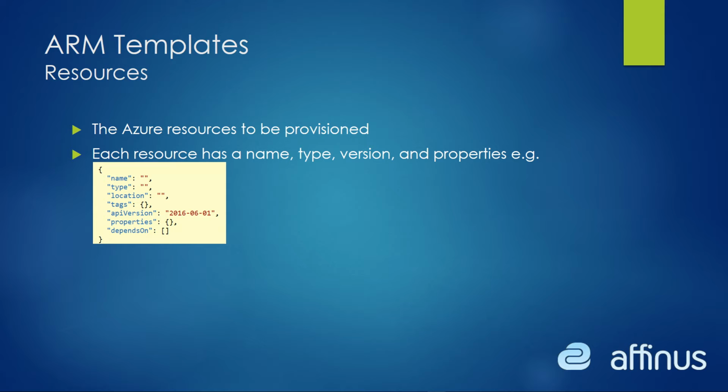Interestingly, you can actually have resources that are children of other resources as well. So you can have sub-resources. And then the Depends On section at the end lists any resources that need to be deployed before this resource can be deployed. If the Depends On section is empty, then the Azure Resource Manager will deploy things in parallel, but otherwise it would deploy them in sequence.